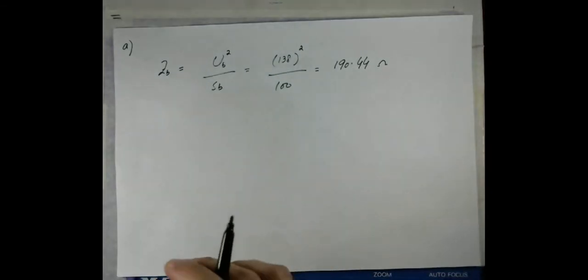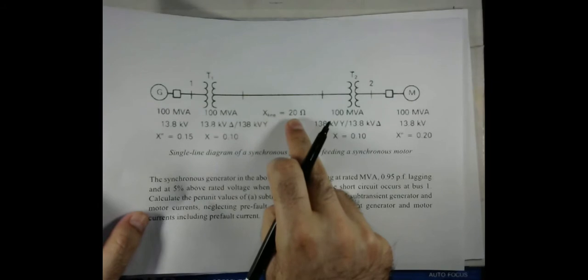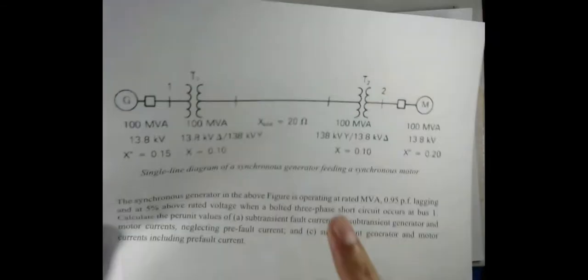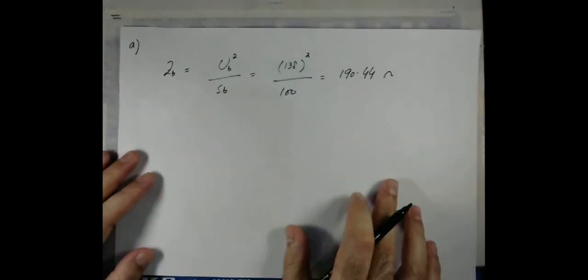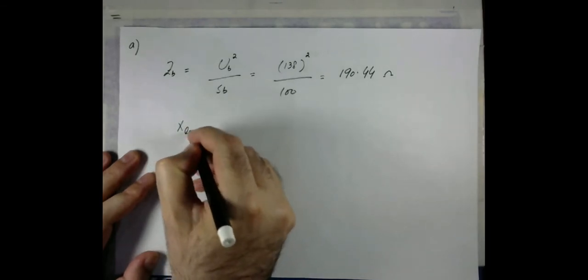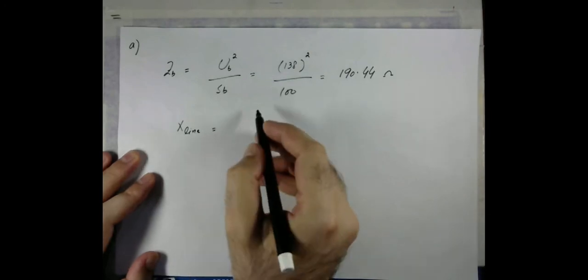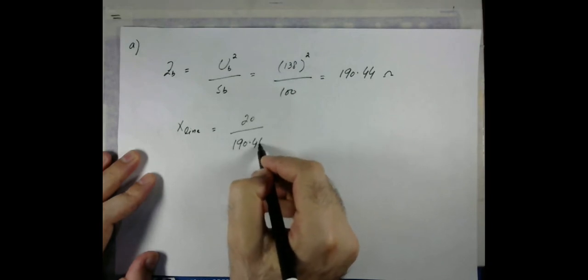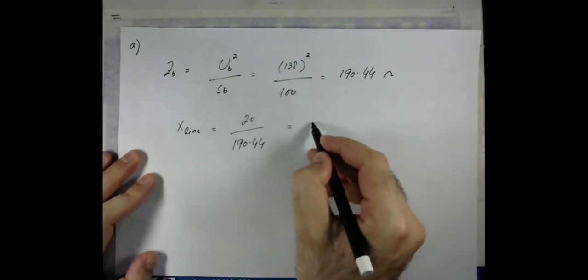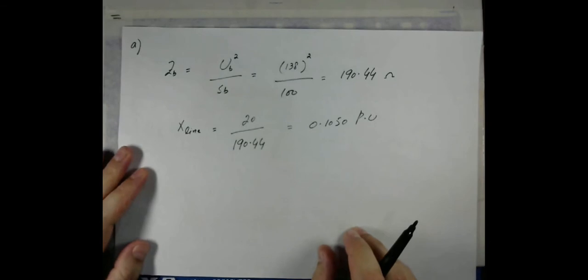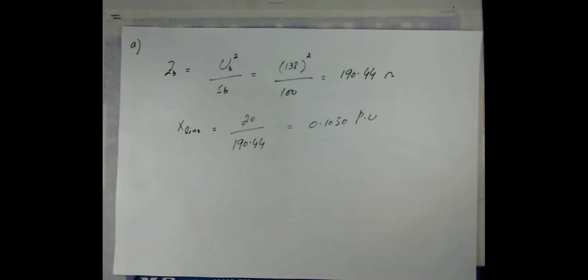Now we will calculate the per unit impedance of the transmission line. The inductive reactance is equal to 20 ohm. Let me first convert the ohm into the per unit value. X line will become equal to, as you know, the value divided by the base value to get the per unit value. So that will become 0.1050 per unit. So the first step was to get all the values in per unit.